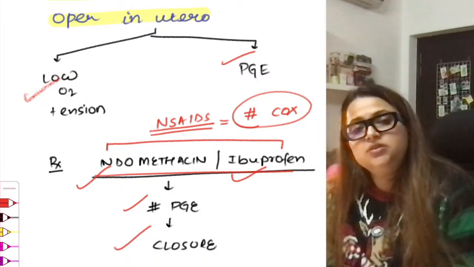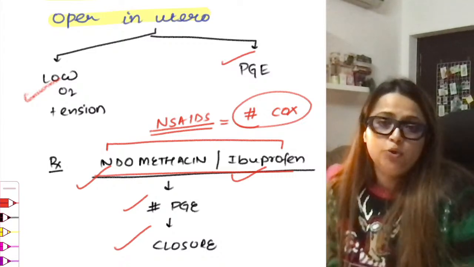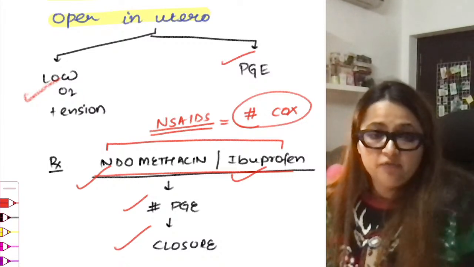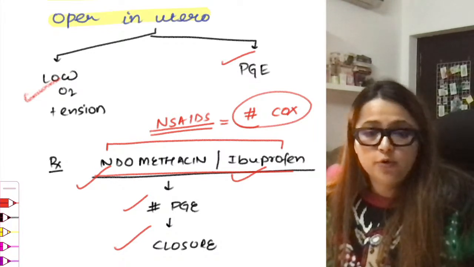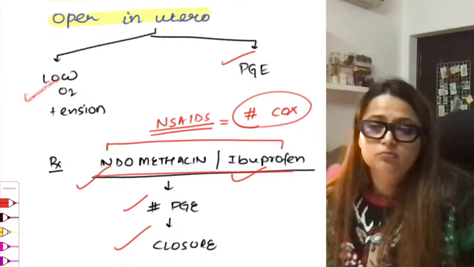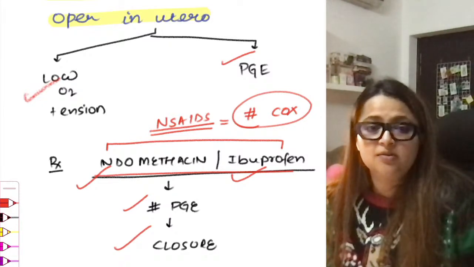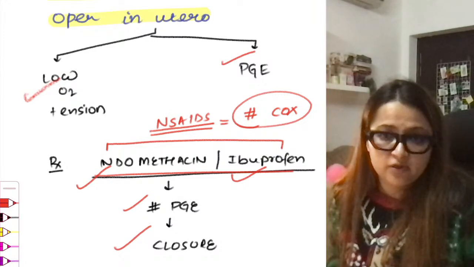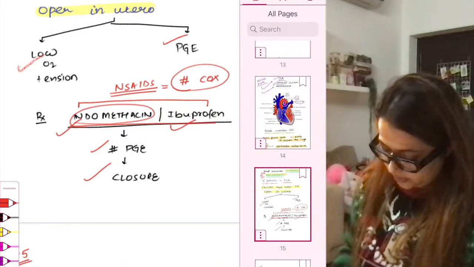So the take-home message regarding PDA is, number one, a continuous machine-like murmur. Number two, the factors that keep the ductus arteriosus open while the baby is in utero are low oxygen tension and prostaglandin. Then if you want to close it, you can give NSAIDs, which inhibit prostaglandin synthesis, like indomethacin and ibuprofen. Now guys, regarding indomethacin, I'll add one point here.